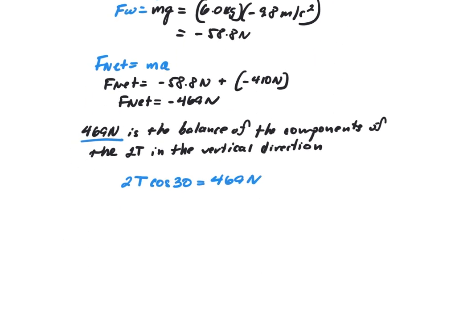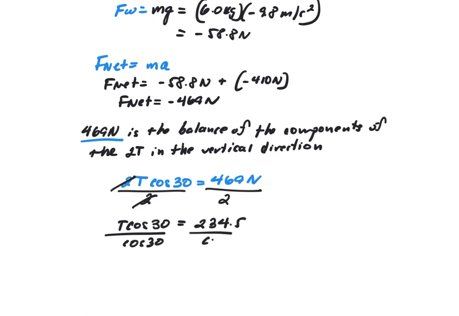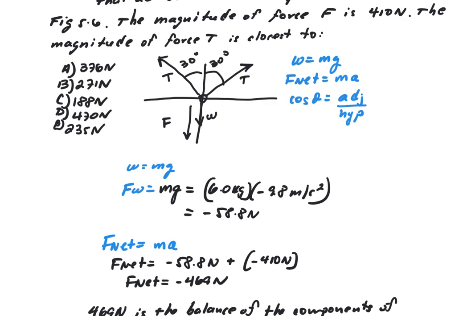So if we divide by 2, these 2 cancel out, left with T cosine 30, which becomes 234.5. When we divide by cosine 30, our T is 270.7 newtons, which comes out to be 271 newtons. That is our answer. That's the magnitude. So it corresponds to letter B.